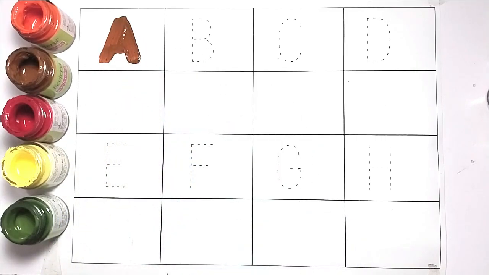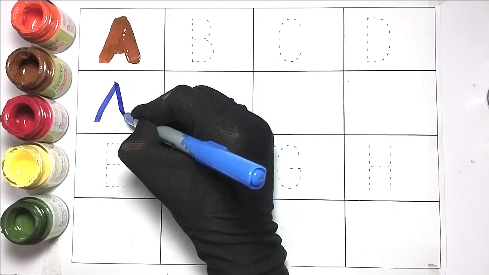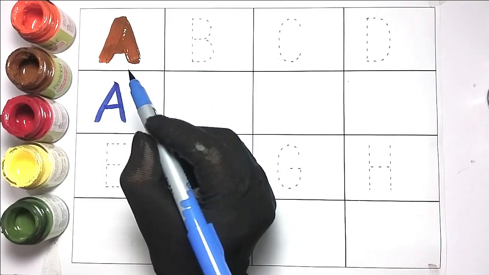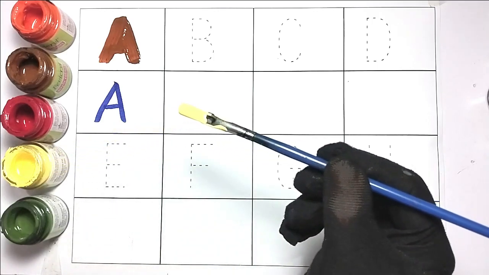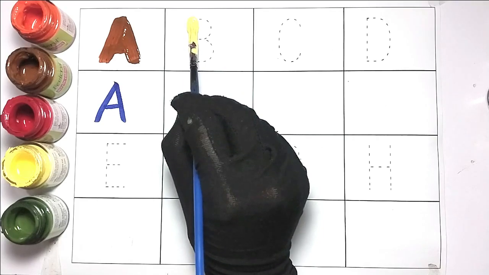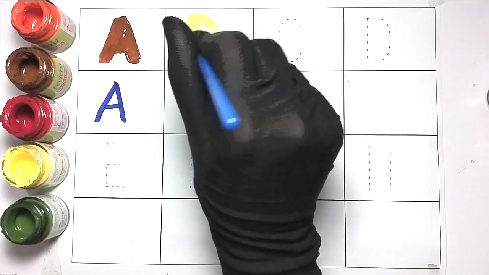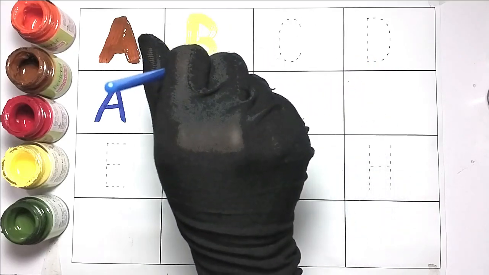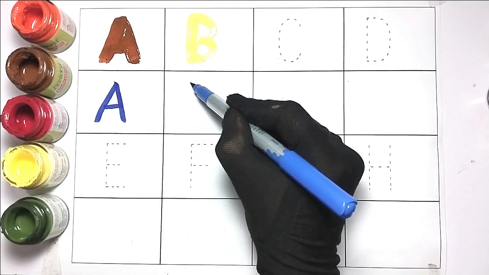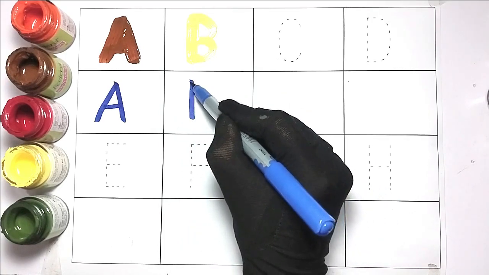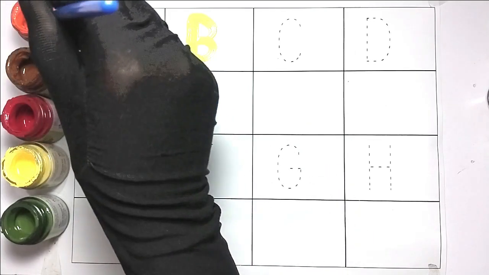A for apple, A for apple. Yellow color. B for ball, B for ball. B for ball, B for ball.